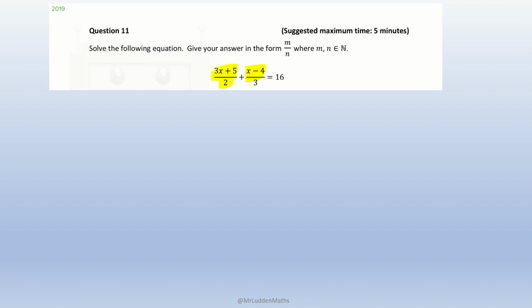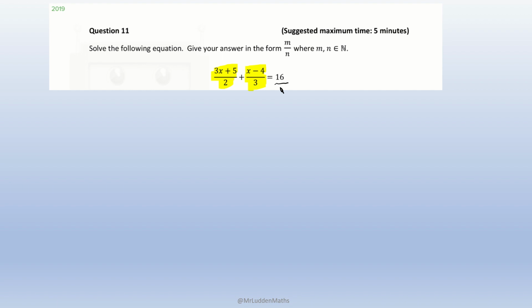You've got your (x minus 4) all over 3, so that's fine. Now your 16 over here is just a number on its own. In order for us to compare this to what's on the other side, we're just going to put that over 1. And we're ready to start our question.